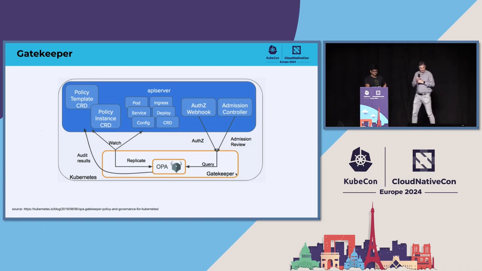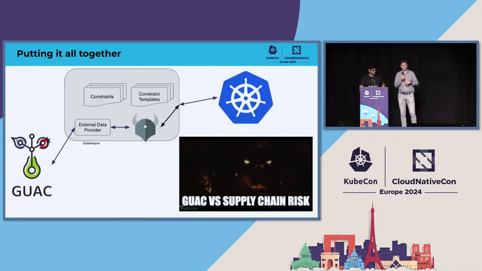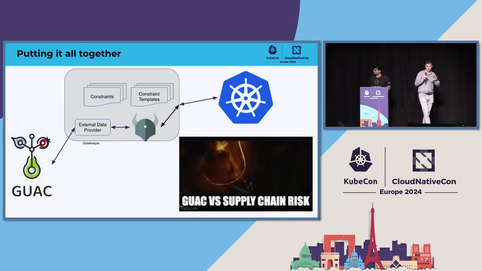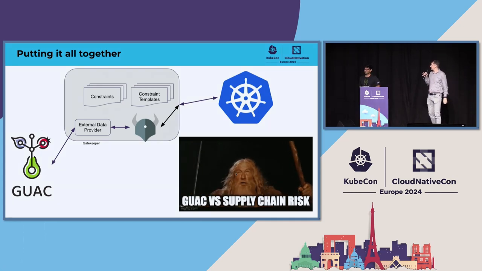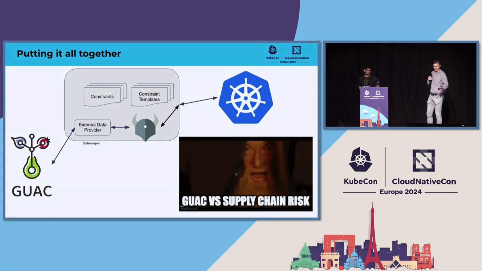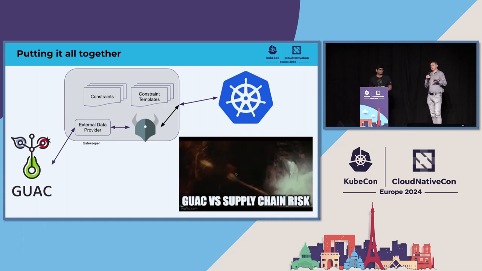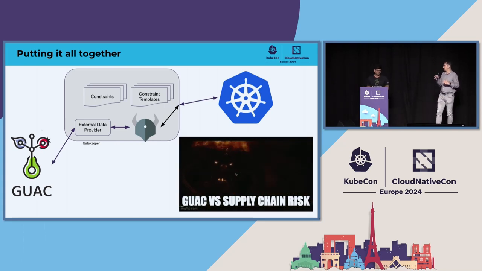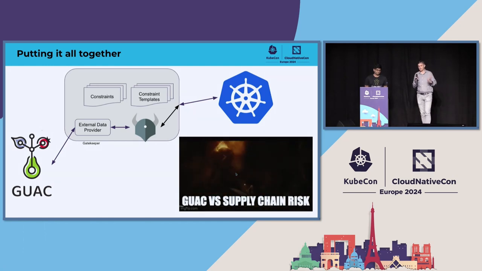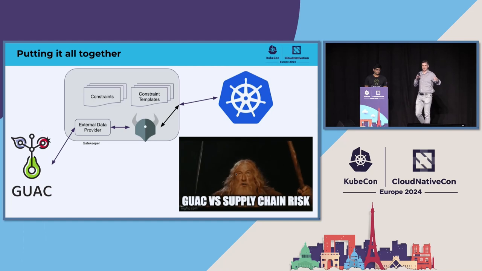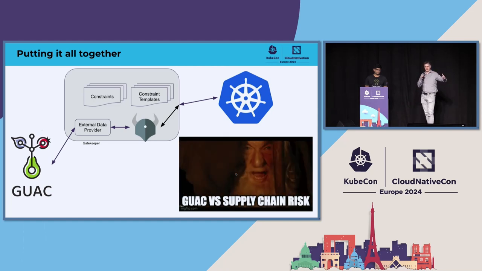So how do they all work together? The last missing part in all this is the external data provider. As we said previously, OPA needs some kind of data in order to make a policy decision, and that data can be defined within OPA, or it can use an external data provider to call an external service and make a decision, right?